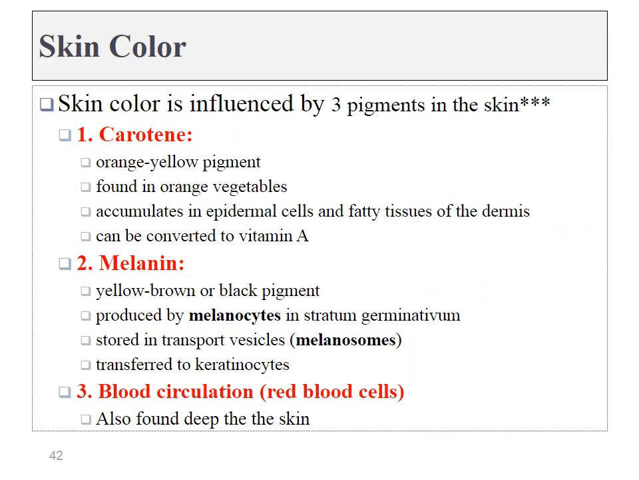The color of our skin is dictated by three major pigments. Those include carotene, which is an orangish pigment found in vegetables, which after we eat it winds up in our skin. Secondly is melanin, which is made in our skin. This is a brownish or a blackish pigment, depending on the type of melanin. And the third is hemoglobin, which is a maroonish color found underneath the skin.